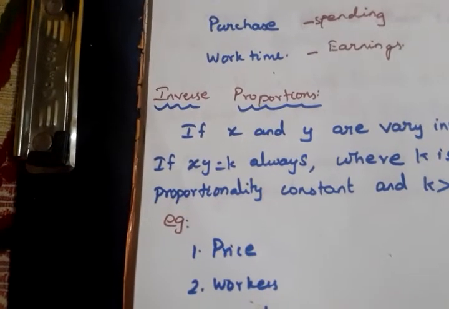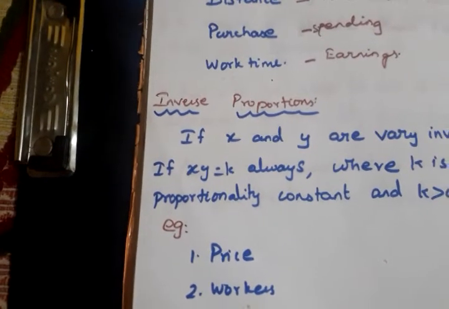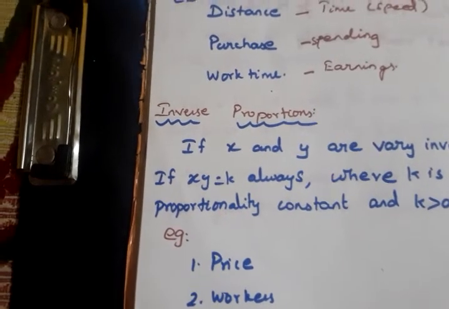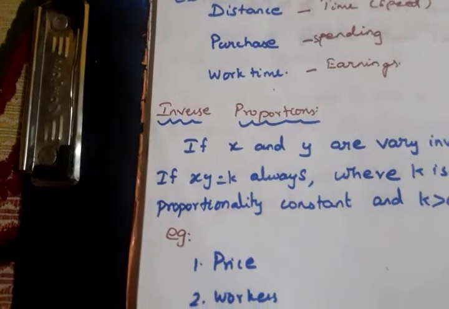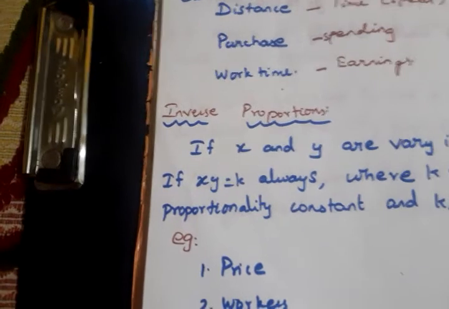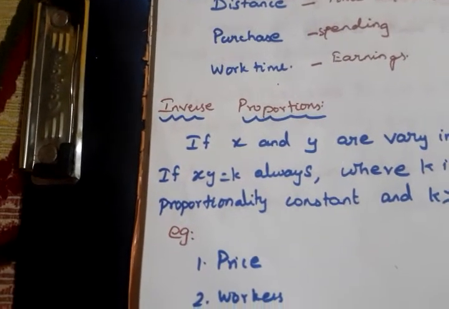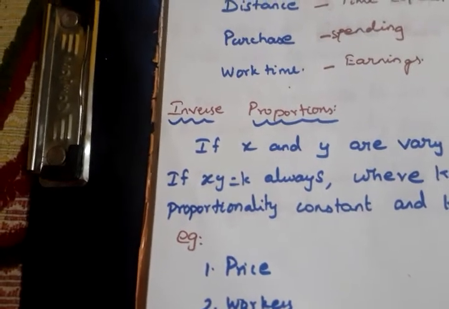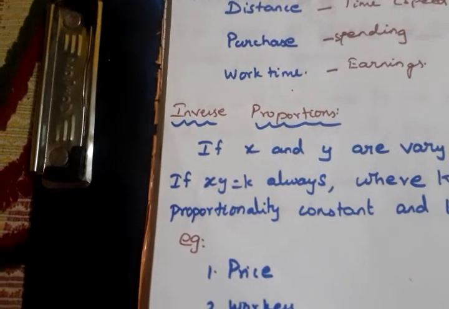Sorry, if the two quantities both increase or both decrease, that is a direct proportion. If two quantities increase or decrease together, that is called a direct proportion. Then inverse proportion: if one quantity increases, it makes a corresponding decrease, or vice versa. Okay, so first, do you understand inverse proportion?